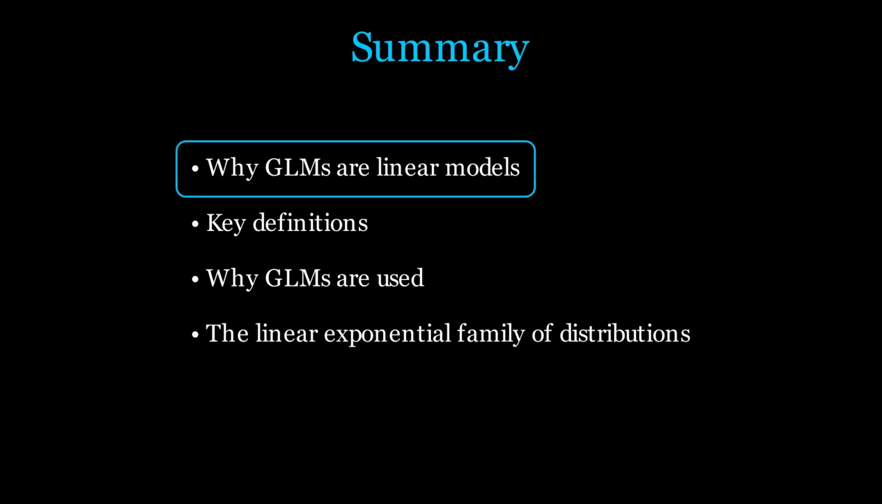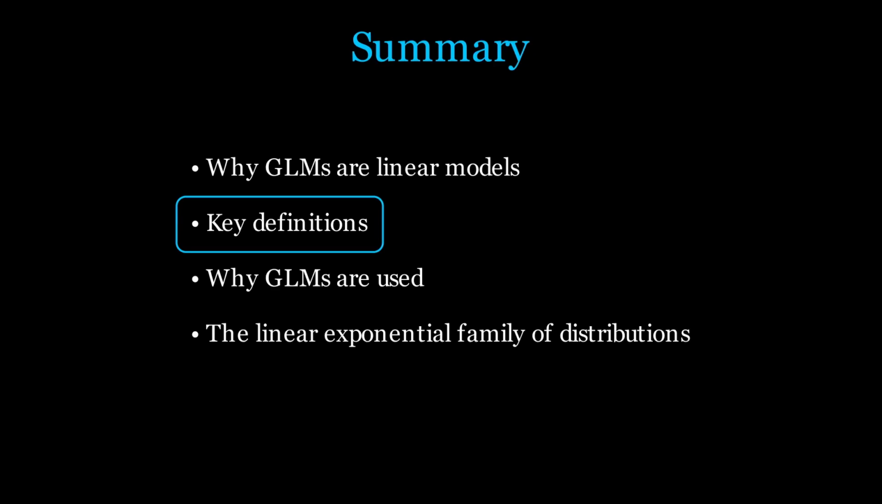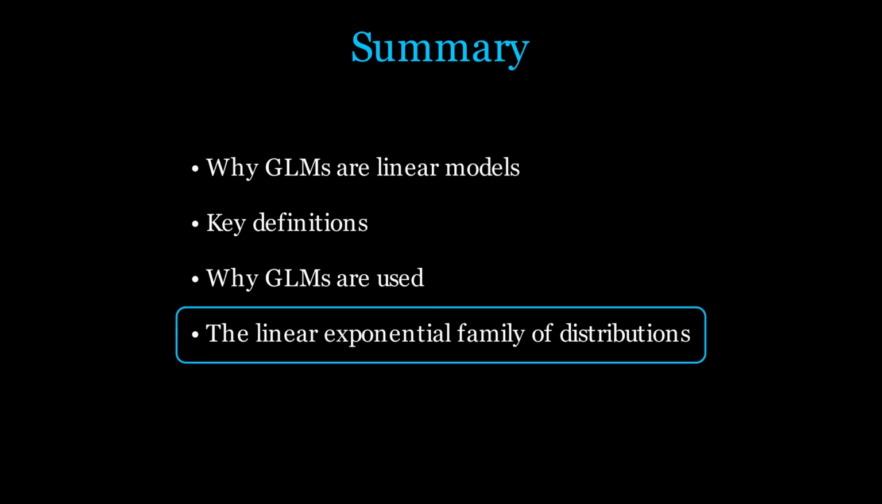To recap, in this video we covered why GLMs are called linear models, specifically that they're linear in the coefficients, not linear between the response and predictor variables. Key definitions, including the systematic component, link function, and mean response. Why GLMs are used over transforming the response variable, and how it offers flexibility in modeling. The linear exponential family, the variance function, and the canonical link function.